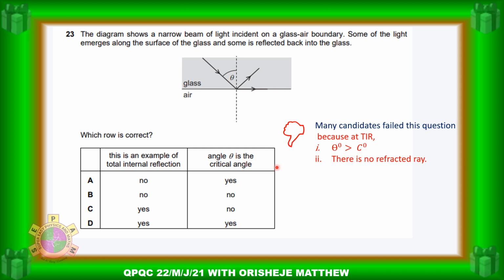So take note of that condition. Some of the light emerges along the glass-air interface. So that means total internal reflection did not occur. And then the angle theta is the critical angle because it emerges along the interface between the glass and air. So the angle of refraction here is 90 degrees.